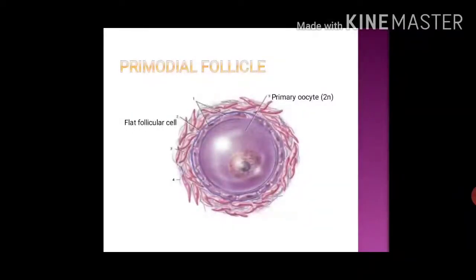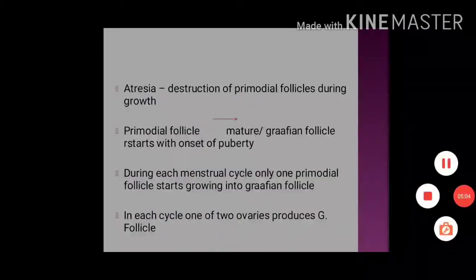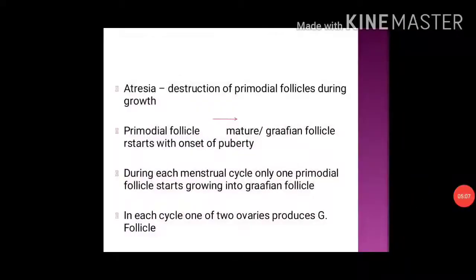Only about 1 million remain at birth and only about 40,000 remain at the time of puberty. The large scale destruction of the primordial follicles during growth is called atresia. See this, I have given here, this atresia means destruction of primordial follicles during growth. This primordial follicle converts into the mature follicle or the Graafian follicle.